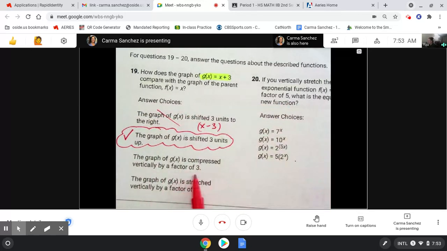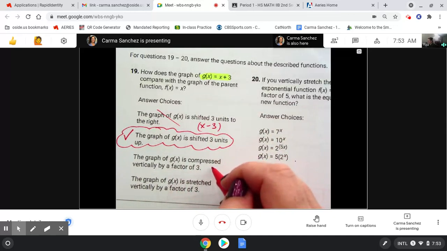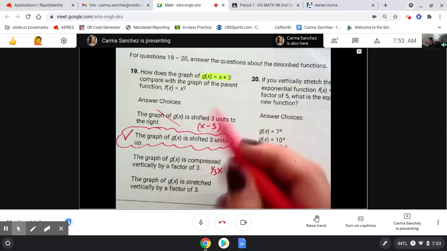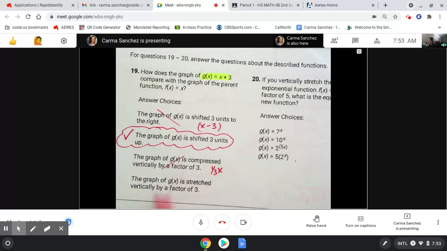Compressed vertically by a factor of 3? That would be a 1/3 x. So that's not my answer. Vertically stretched by a factor of 3? That would be a 3x. So that's not my answer.